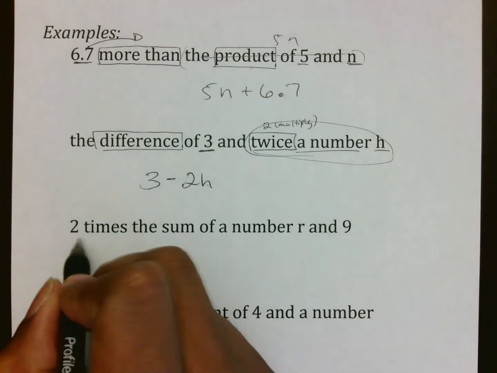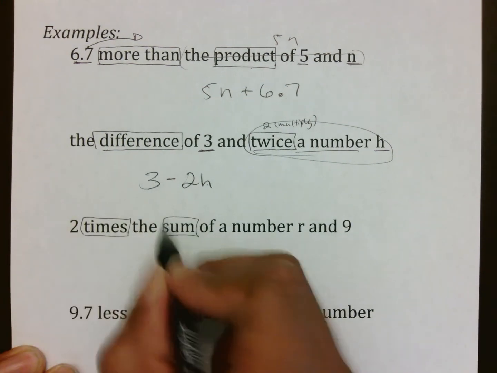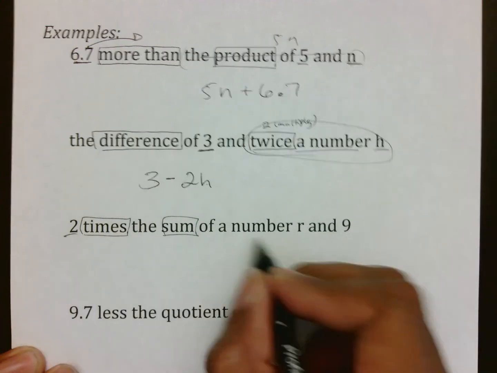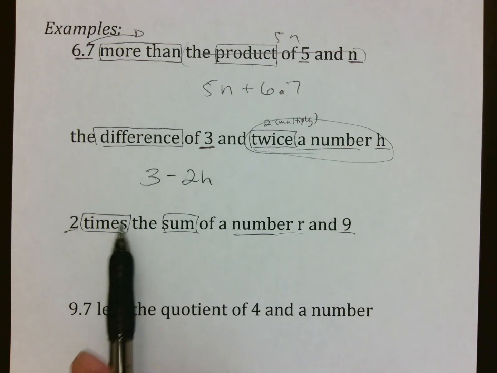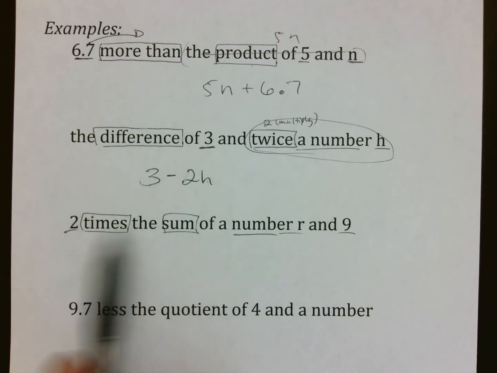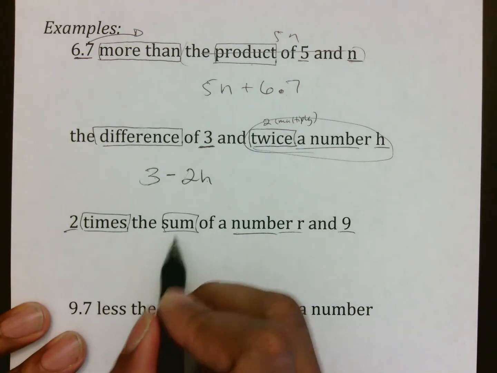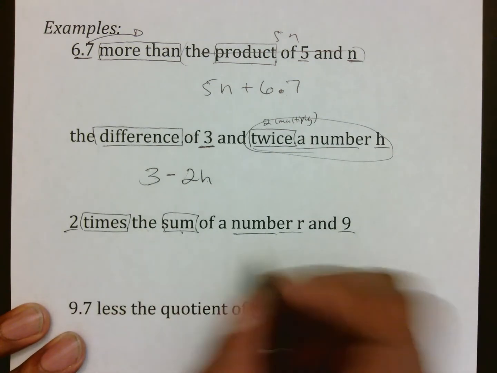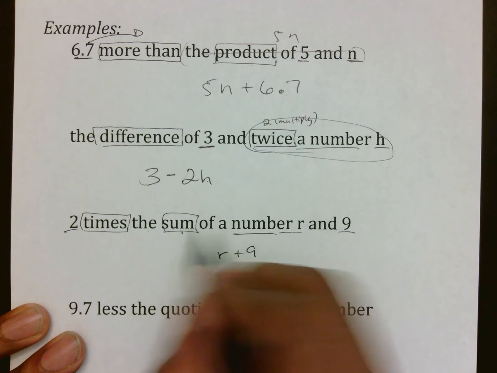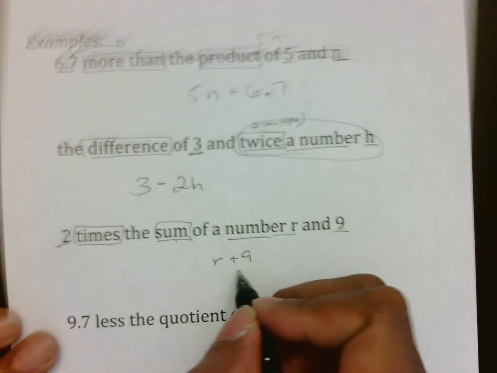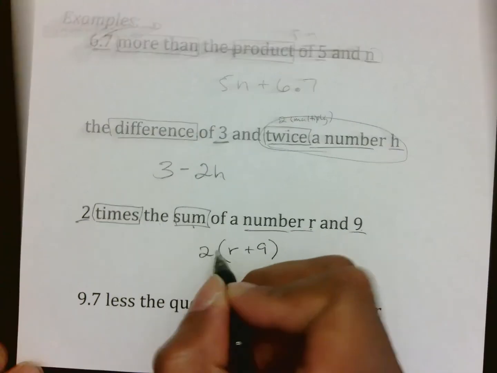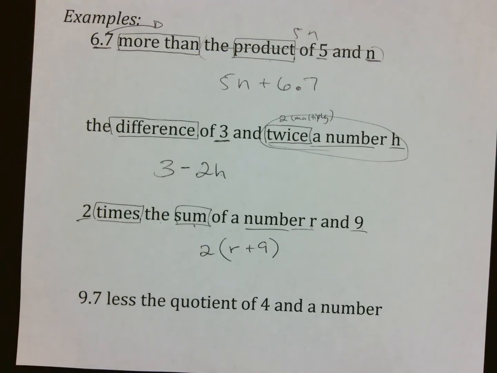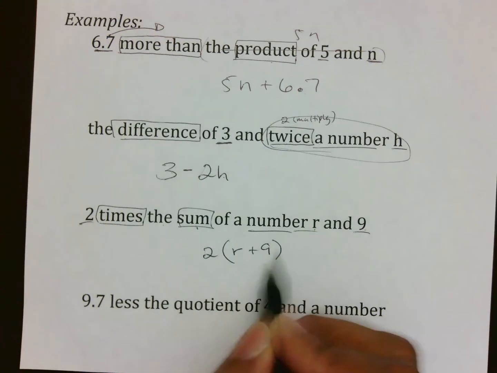2 times the sum. The operation here is times, so my numbers here are 2, a number, r, and 9. But again, when I go to read my multiplication phrase, 2 times the sum, that's something that doesn't really work, because I usually have 2 times a number. So what that means is I'm going to look at sum. The sum of a number and 9 would be r plus 9, because remember, r goes first, 9 goes second. And the way you show 2 times that is you take parentheses and put a 2 in front of it. This would be 2 times the sum of r and 9.